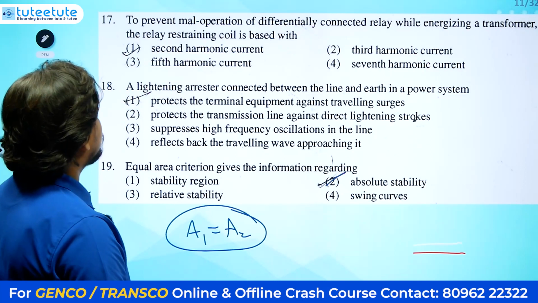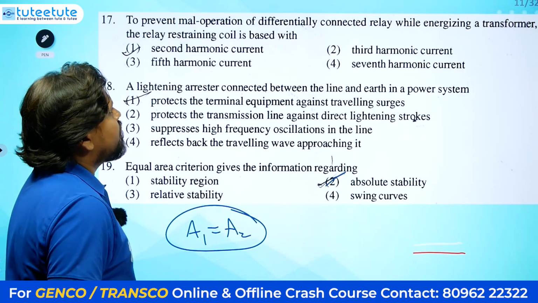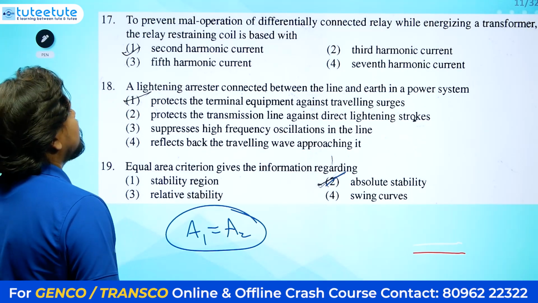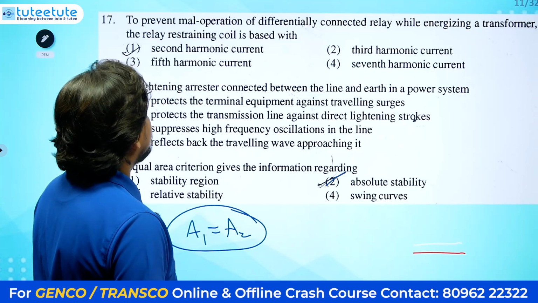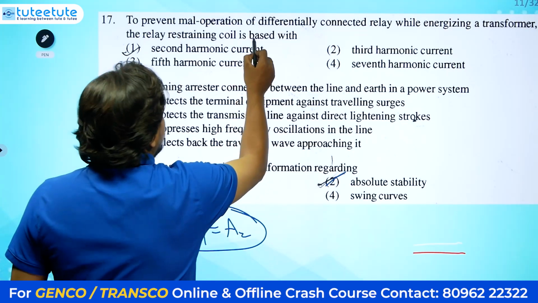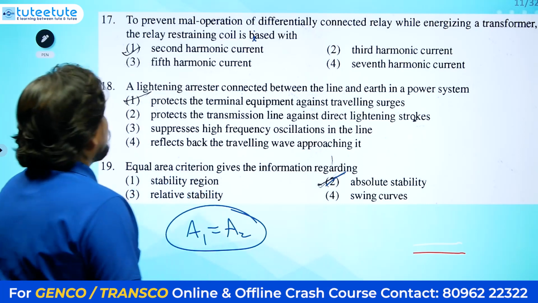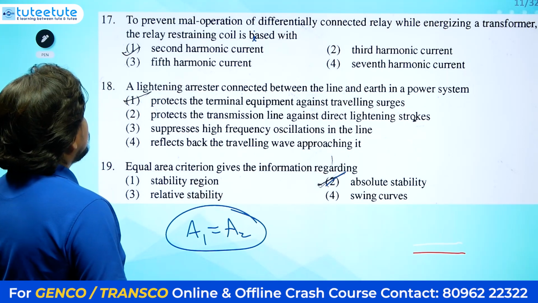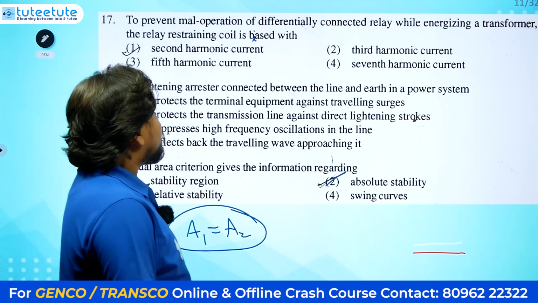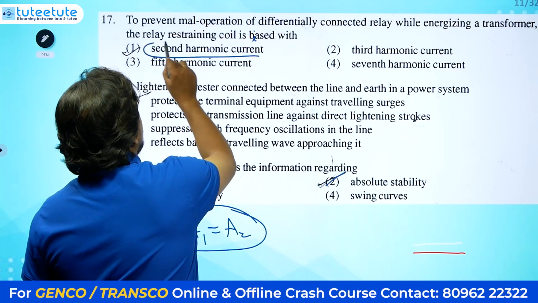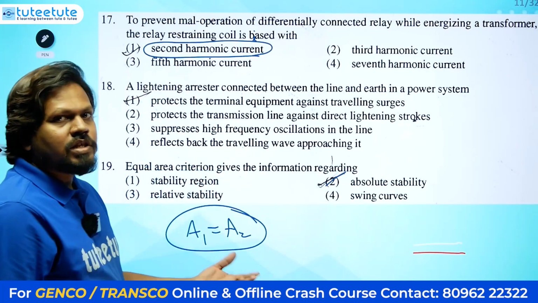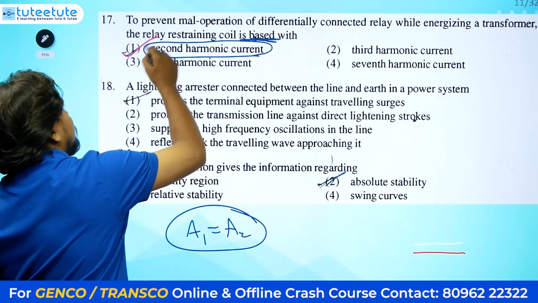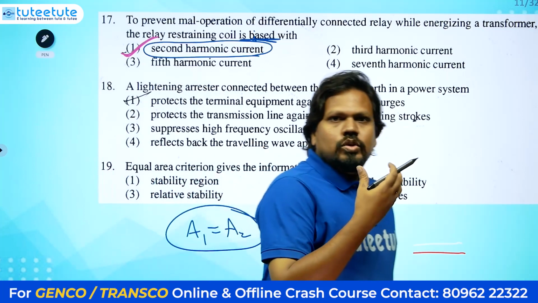Next one: to prevent maloperation of a differentially connected relay while energizing a transformer, the relay restraining coil is biased. To prevent maloperation, we need to do a harmonic analysis. After that we will understand there are certain higher harmonics in a transformer whenever it's starting. That is second harmonic current, so it has to be biased with second harmonic current. Anyway, that is required.